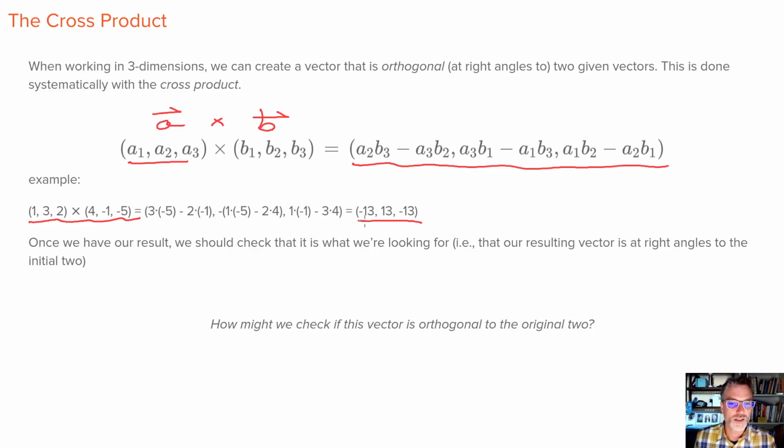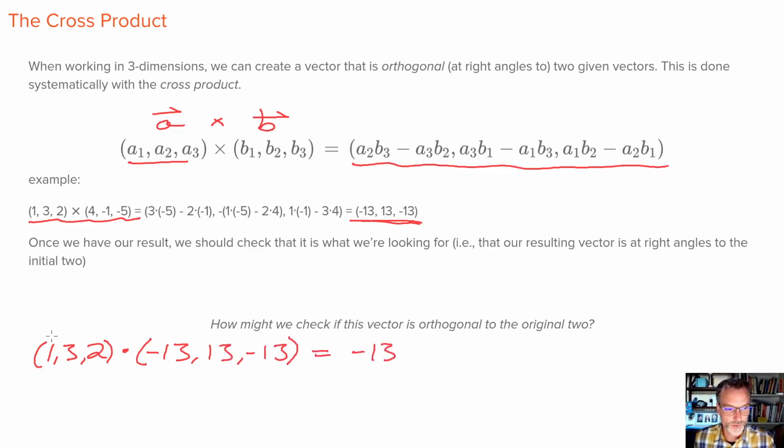But first what we'll do is check that this vector is indeed orthogonal to each of these. How might we do that? Yeah, we could use the dot product. So if I take 1, 3, 2 and I dot it with this third vector, the one on the right here, I would get 1 times negative 13, plus 3 times 13, then plus 2 times negative 13, so that's negative 26. Add that all together, I get 0.